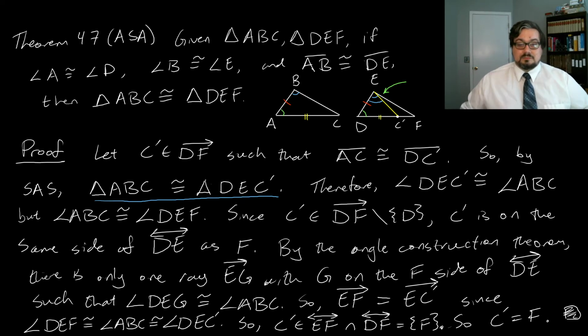So we're done. So we showed that we have the angle side angle congruence theorem for triangles, that if you have two pairs of angles congruent and the side between them congruent, then you have a pair of congruent triangles. You have all the other congruences involved.